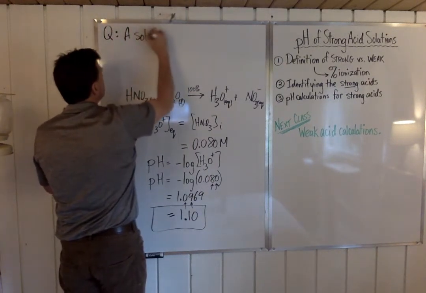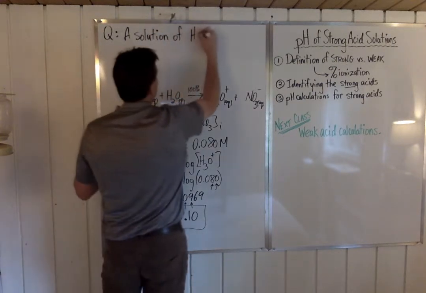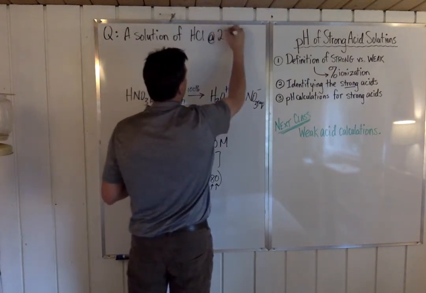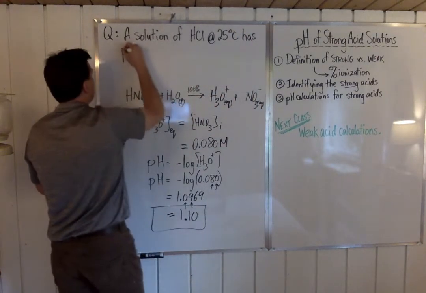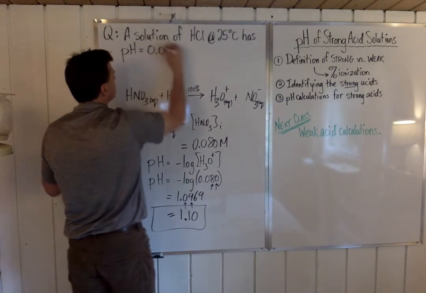a solution of HCl at 25 degrees has pH equal to 0.025.